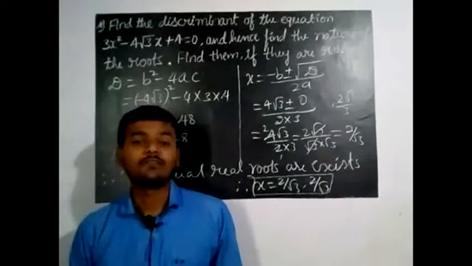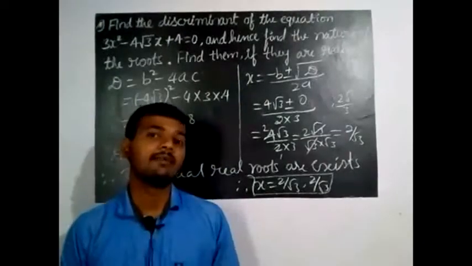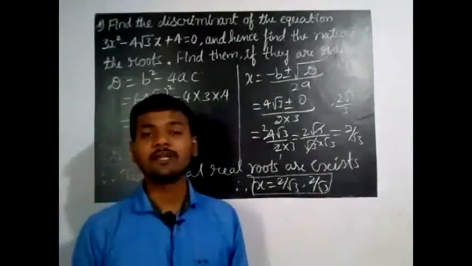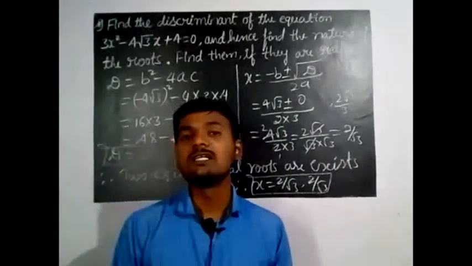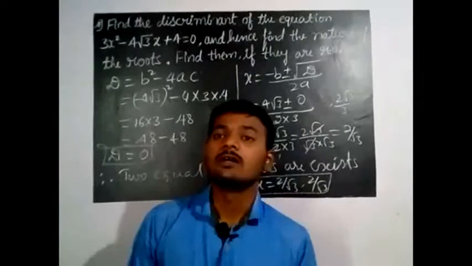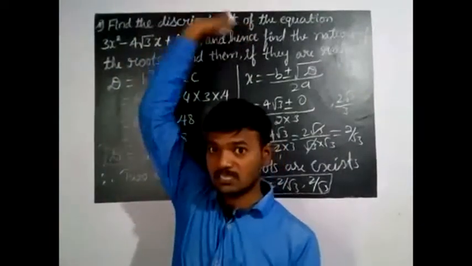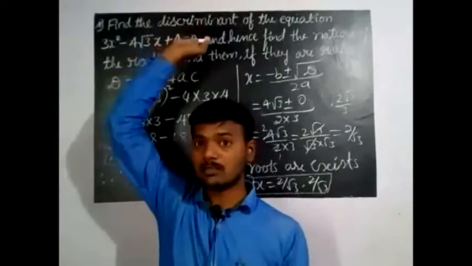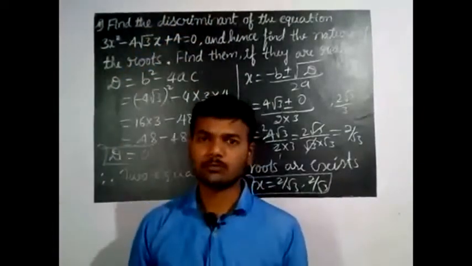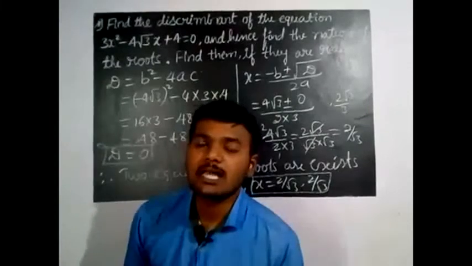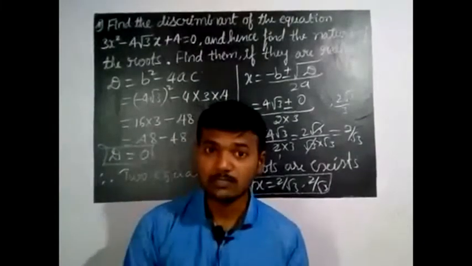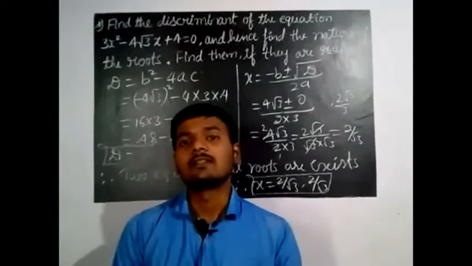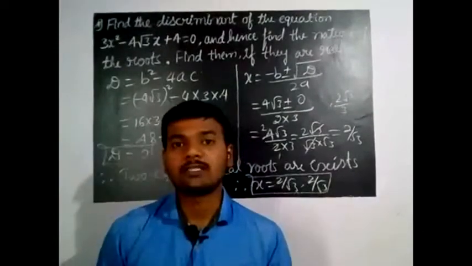When they ask to find the discriminant and then find the nature of the roots and then find them if they are real, this will be a 2 mark question. Okay, if they ask directly what is the nature of the roots, first you need to find the discriminant and then you have to say. Okay, let us discuss a few more examples.